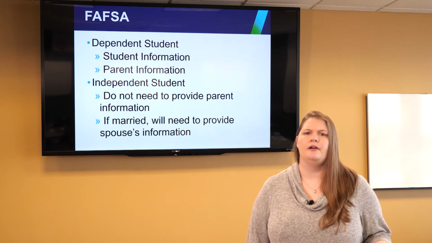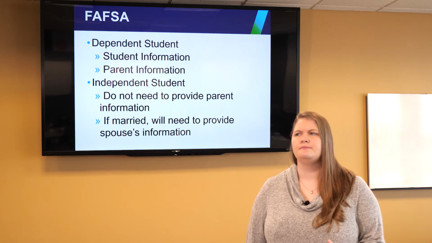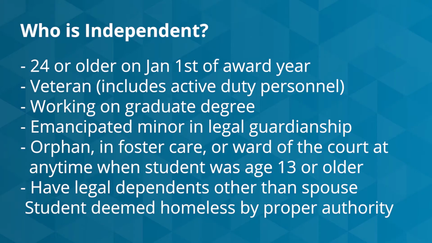Now, how do you know if you're a dependent or an independent student? Well, the FAFSA is going to help you determine that. They're going to ask you these questions here, right? Are you 24 years or older? Are you a veteran or serving on active duty? Are you an emancipated minor? Does someone have legal guardianship over you? Are you an orphan or ward of the court? Are you deemed homeless by a proper authority?